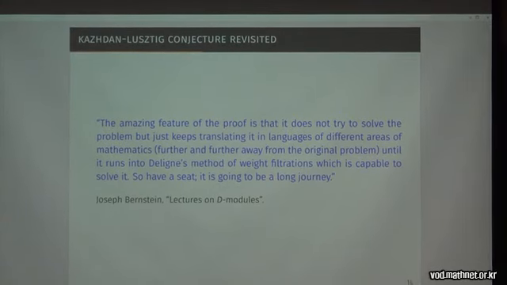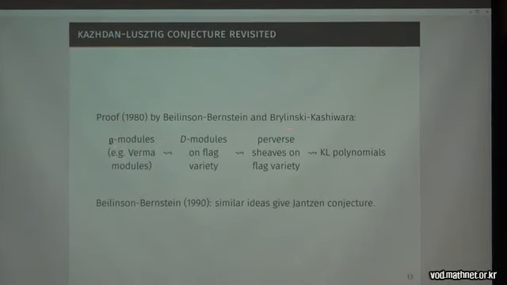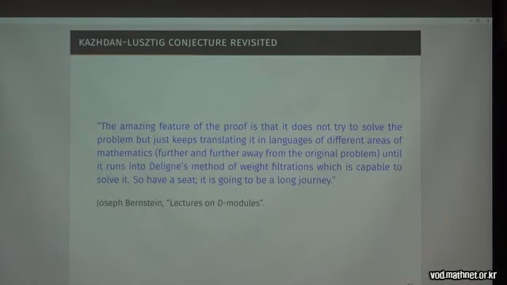It's really an extraordinary... It's also amazing... So this conjecture was made in 1979, and then this proof came out a year later, but it's by far the most difficult proof in representation theory. And so the fact that this came a year later after the conjecture is just extraordinary.